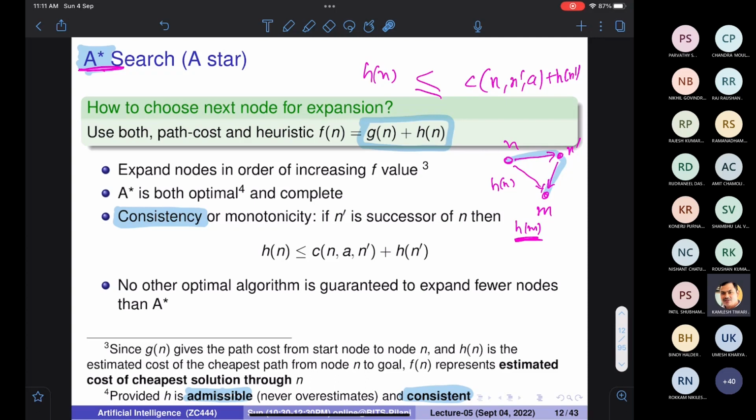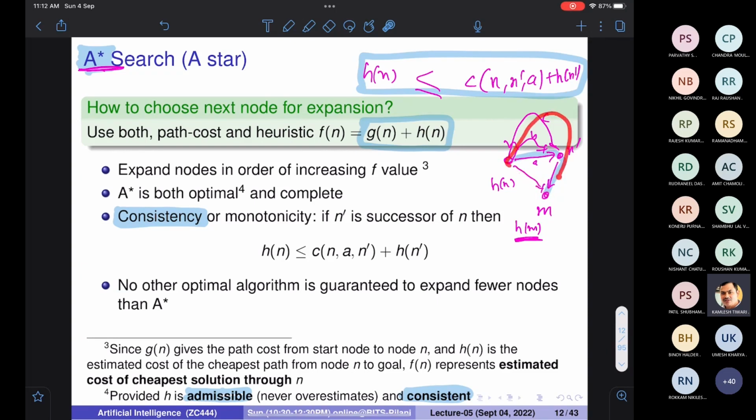And once again, if you miss this particular part, what is this particular action? It may be possible that from N to N dash there could be multiple ways. So using action A, action B, action C, you can reach the same place. So based on what action you are taking, this is the formulation. That is to say, if you come directly, you are going to spend less as compared to the other place.